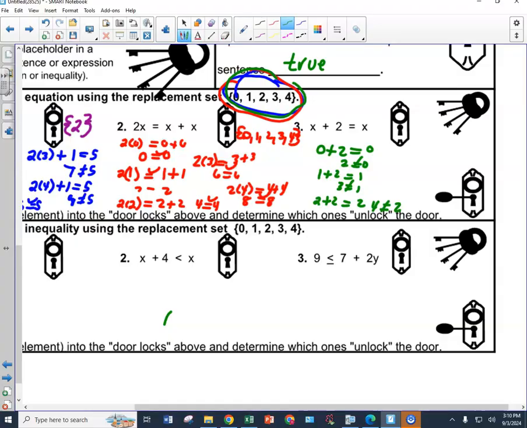So you can probably already determine that if I put in 3, 3 plus 2 is not going to be 3. It's going to be 5. Does 5 equal 3? No. And then we have 4 plus 2. Does 4 plus 2 equal 4? Does 6 equal 4? No.